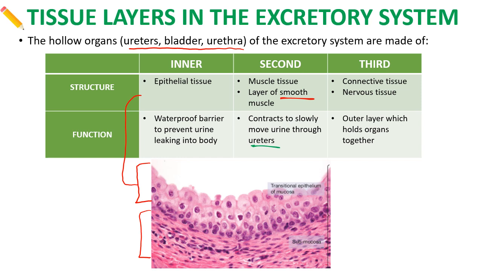The third layer is the outside layer of all these organs, and it's made of connective tissue and nervous tissue. So the connective tissue is there basically to hold all the organs together. It can expand and contract, like the bladder can expand many times, depending how much urine's in there. And there are lots of nerves in this layer of tissue as well, which controls the muscles and also helps us to sense. So when we know we're busting for the toilet, that's because the nerves in the nervous tissue can sense how stretched our bladder is.